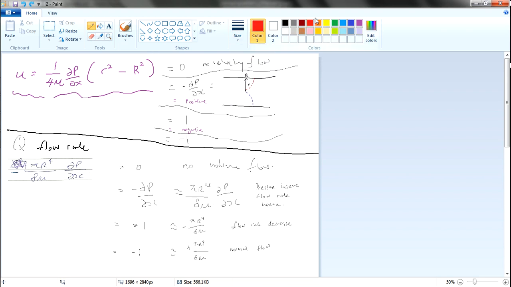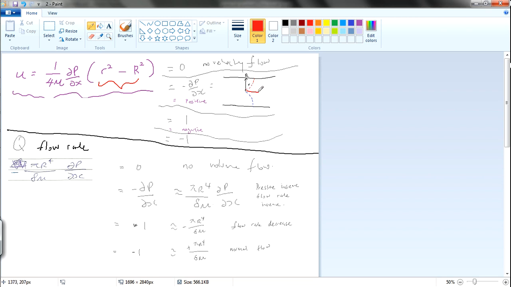So what does this mean? When this term is equal to 0, the whole equation becomes 0. That's why there's no velocity flowing, it's constant, it's stagnant. So that's what it means. But if there is a negative partial p partial x, the velocity is actually positive. Why is it positive? You're going to take a look at this equation.